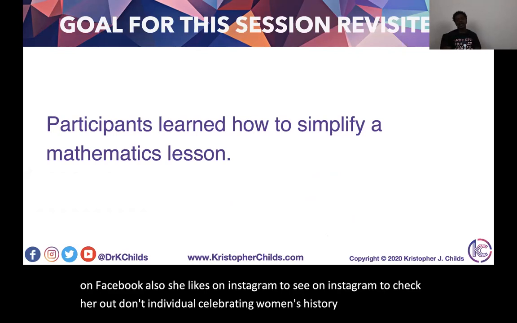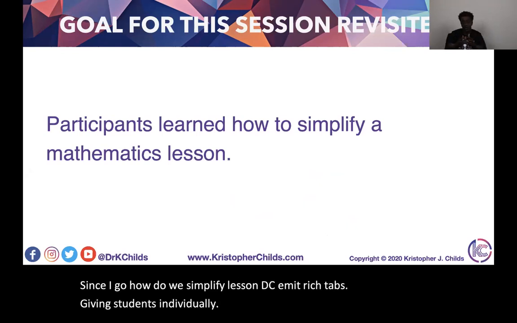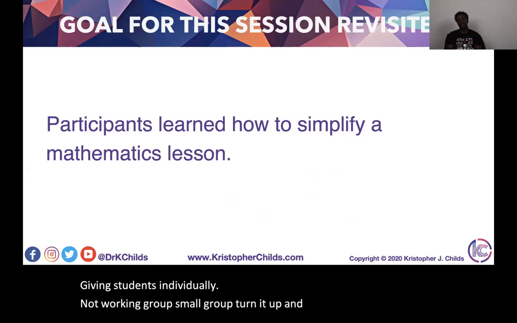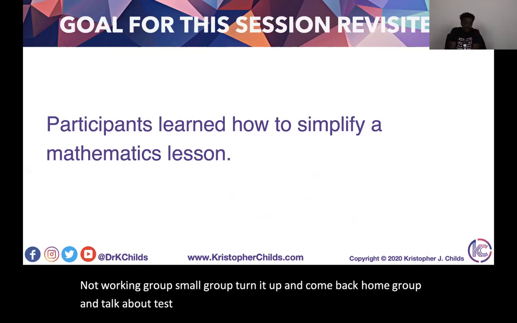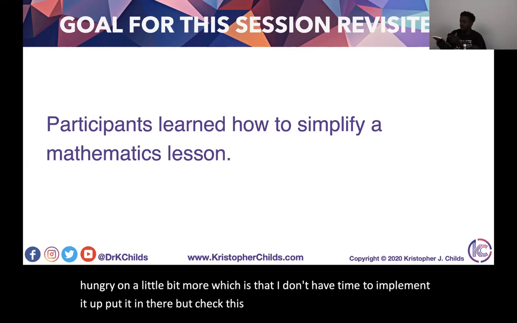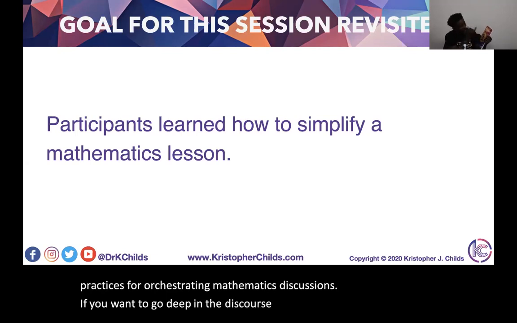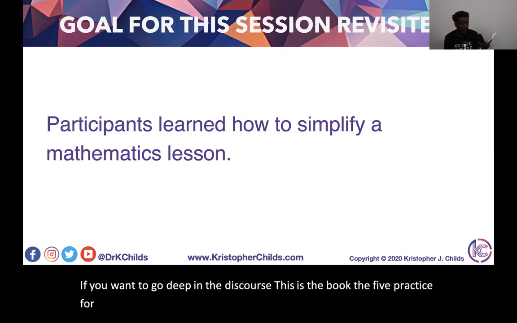So that's our goal. How do we simplify a lesson? DC Emmett, rich tasks. Give it to students individually. Let them work in small groups, turn and talk, and come back whole group and talk about the tasks. That's it. Some of y'all are saying, Chris, that's way too simple, I'm beyond it. But check out this book, The 5 Practices for Orchestrating Math Discussions by Smith and Stein. If you want to go deep in the discourse, this is the book. This is a good one.